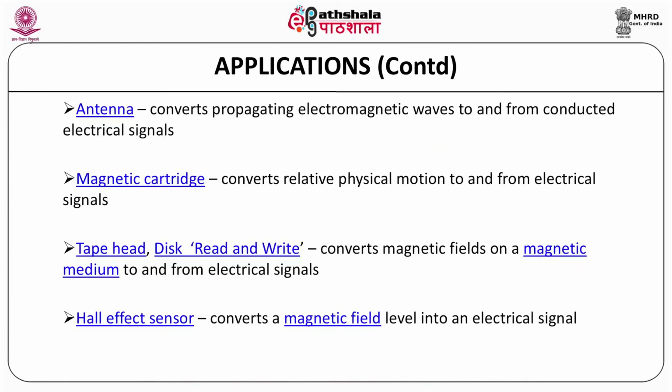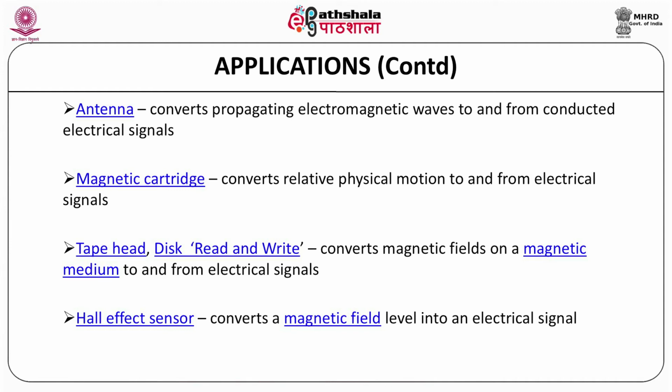Applications are also seen in day-to-day life. An antenna converts the propagating electromagnetic waves to and from conducted electric signals. Then magnetic cartridges, tapes and hard disks, read and write heads, where magnetic fields are used, a magnetic medium is used to form the electric signals. Then also Hall effect sensors are there, which convert the magnetic field level into an electric signal.